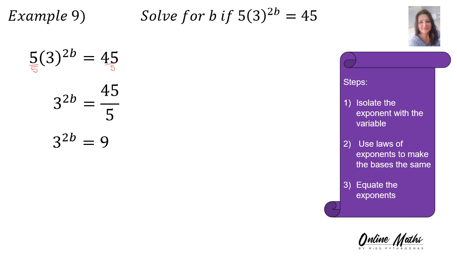And then we are back at step 2. Use the laws of exponents to make the bases the same. That means you will prime factorize 9 and write it as 3 squared, and then we can equate the exponents since the bases are the same. Therefore, 2b is equal to 2, and then we need to solve for b, so we will divide both sides by 2. And then the answer, b is equal to 1.